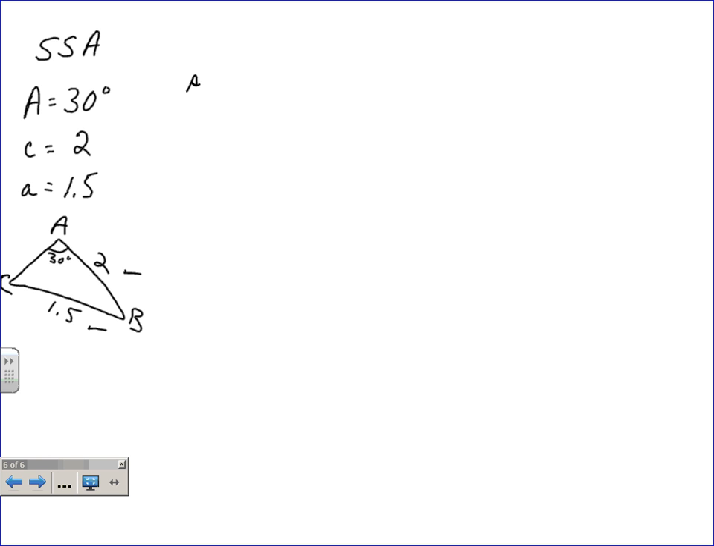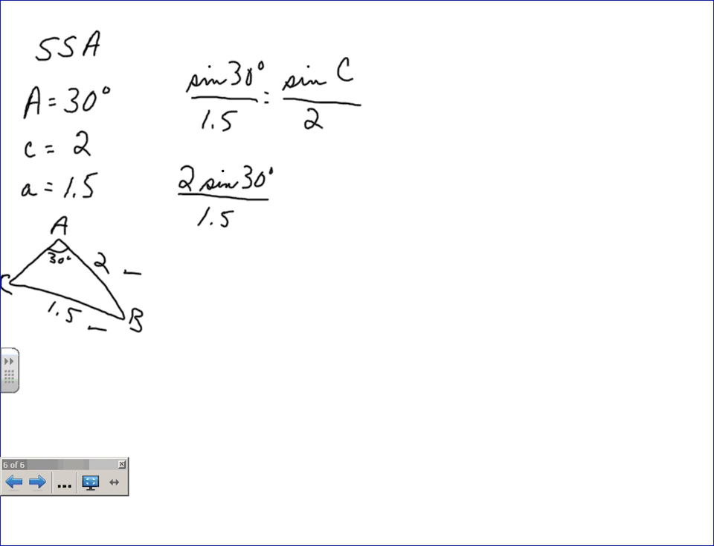So we have the sine of 30 degrees over 1.5, using law of sines, is equal to the sine of C, angle C, over 2, side C. Multiply both sides by 2. 2 times sine of 30 over 1.5 equals the sine of C. What is the sine of 30 degrees? 1/2. 2 times 1/2 is 1. So I've got 1 over 1.5 equals sine of C.